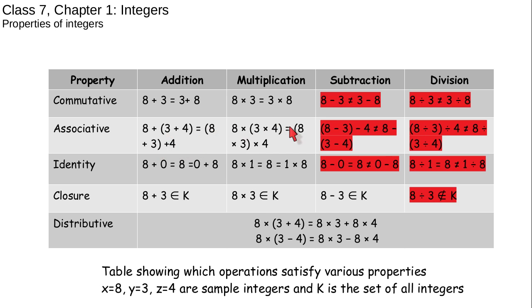Similarly, in the case of multiplication also, we will find that changing the order of the multiplication does not change the result. So multiplication and addition follow the associative property, but subtraction and division do not. Now let's look at each of these properties in more detail.